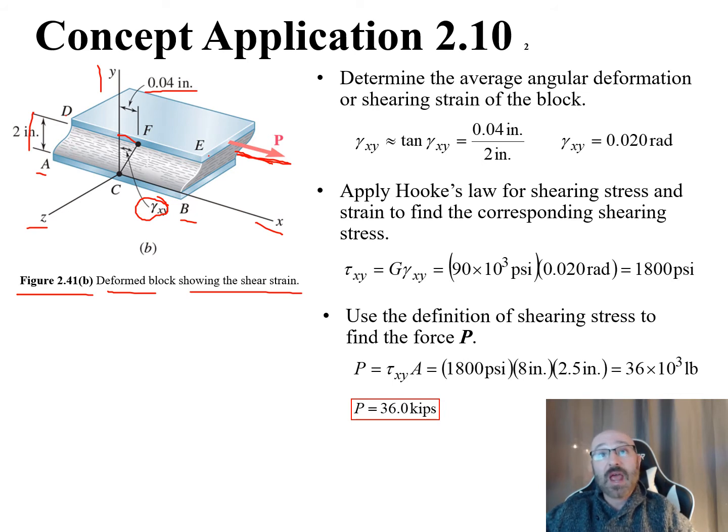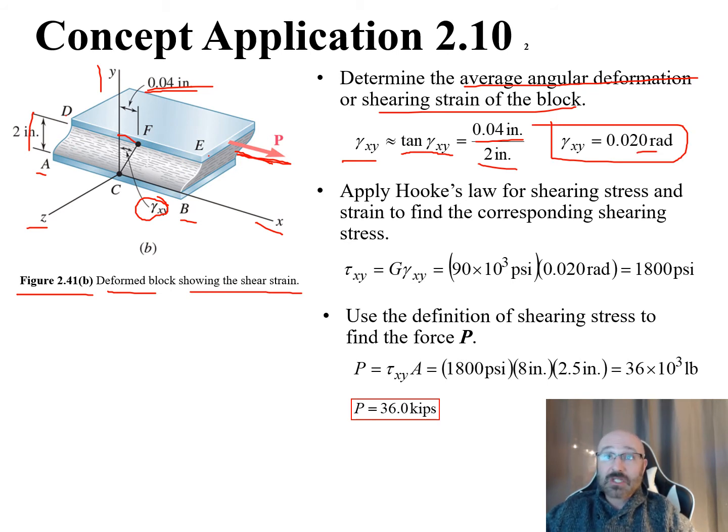To determine the average angular deformation, or the shearing strain, of the block, the tangent of gamma xy is 0.04, this distance over here, divided by 2 inches. When we do that math out, we end up with gamma xy equal to 0.020 radians. Again, pay attention to what units we're in. Are we in degrees or radians? We're going to stick with radians here.